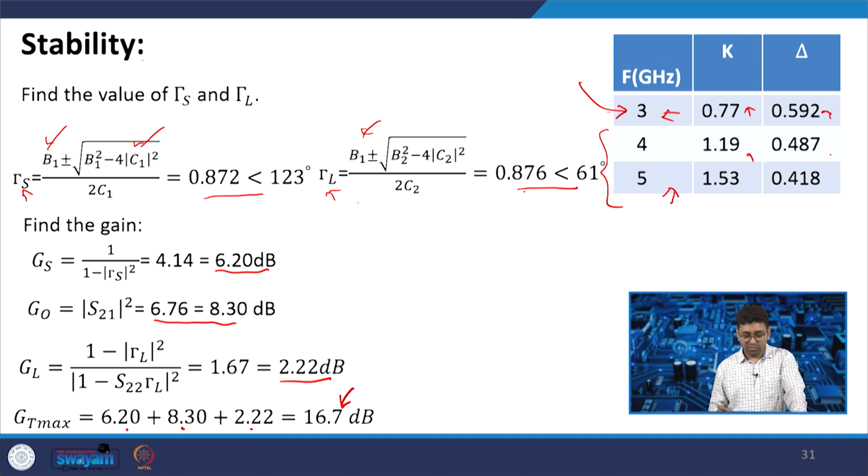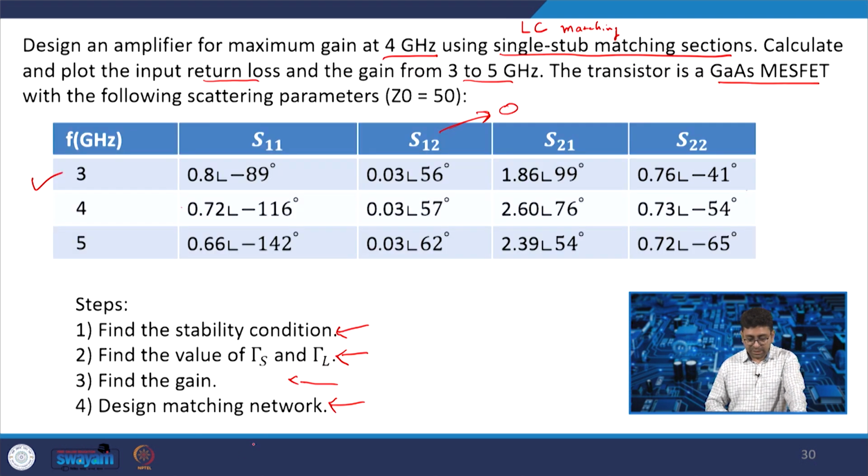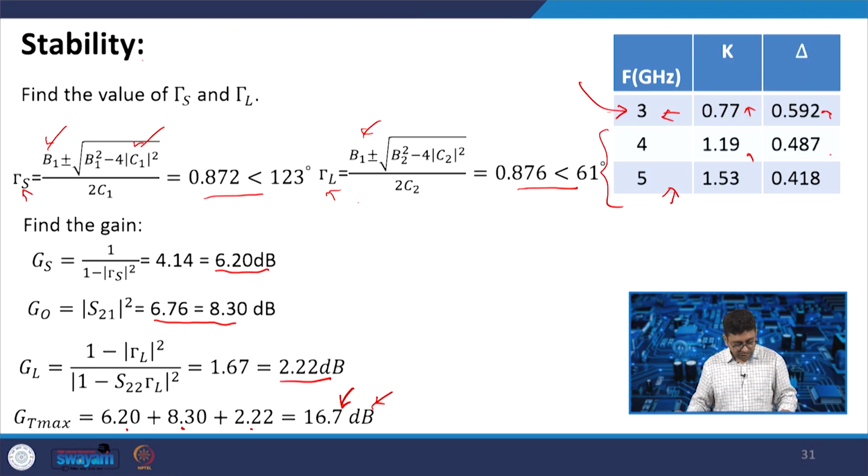Once you have found the value of gamma S, you can find the maximum gain. What is the question here? We need to calculate and plot the input return loss and the gain from 3 to 5 gigahertz, and we want to design an amplifier for maximum gain at 4 gigahertz. So, this is the design criterion, we want to go for the maximum gain. That is GT max, which is 16.7 dB. Make sure that you have this gamma S value and this gamma L value.